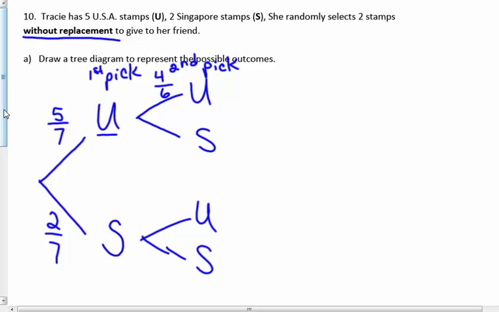Both the numerator and the denominator go down. So she's picked a US stamp. Now there's only 6. Now she's gonna pick a Singapore stamp. There's still 2 of them left. 2 out of 6. And yes, 4 sixths plus 2 sixths equals 1. So I do have all my possibilities in this branch.